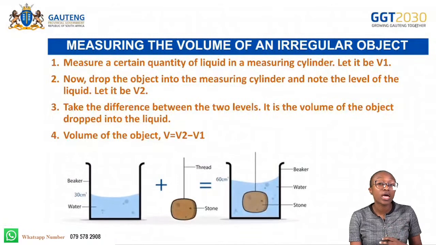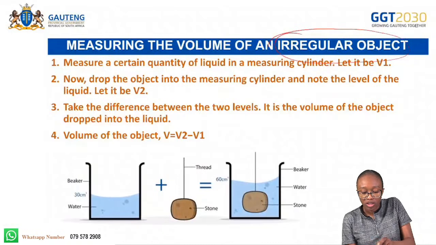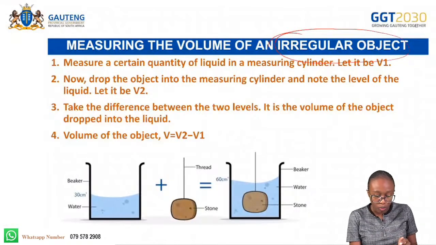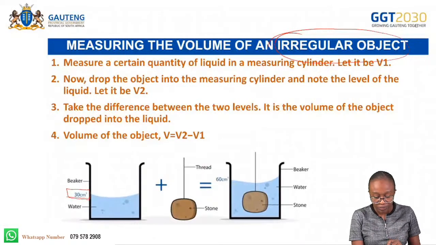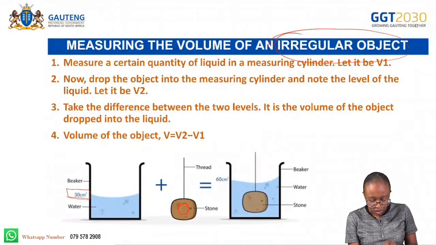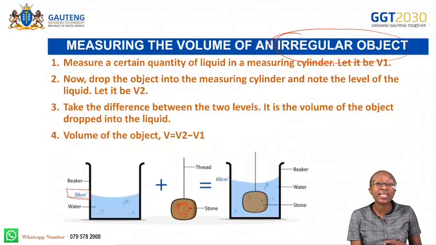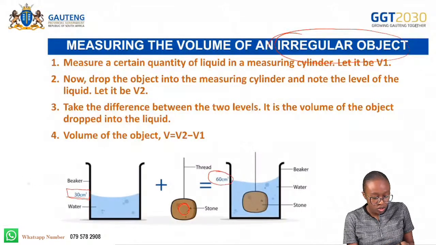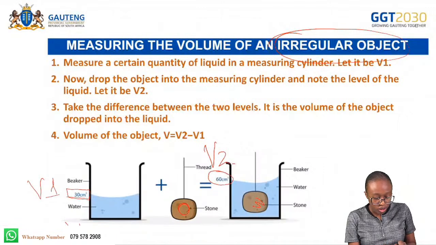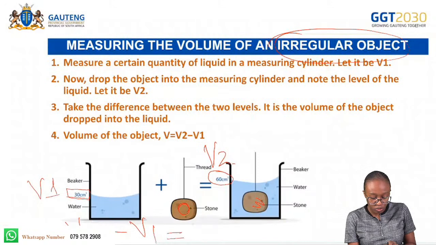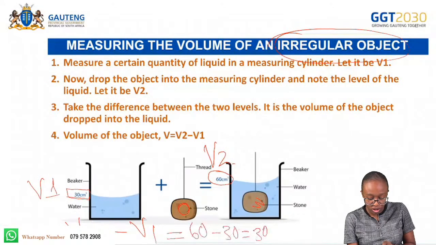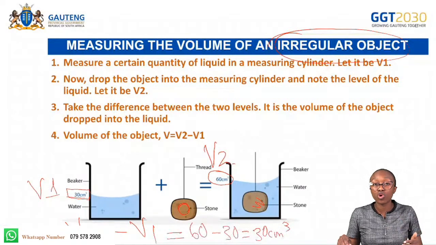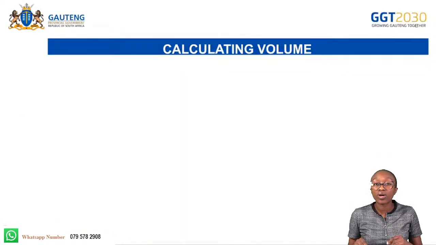Right, so here is a picture to further explain what I've just said. To measure the volume of an irregular object, you start off by pouring a liquid into a measuring cylinder and measuring it. Here we're using a beaker, and its volume is 30 cubic centimeters. Now, if you add a stone, which has an irregular shape, there is going to be displacement. The level of the water is going to rise, and then you take the new measurement. This is V1, and this is V2. To measure the volume of the stone, you say V2 minus V1, which is 60 minus 30, giving you 30 cubic centimeters as the volume of the irregularly shaped stone.